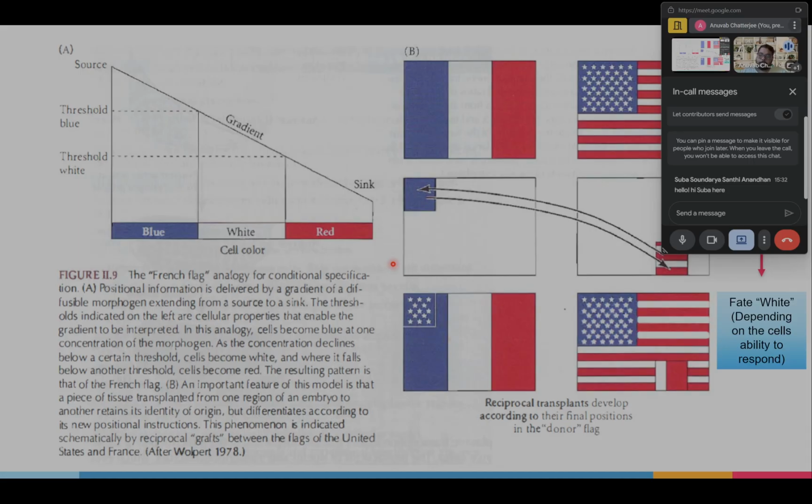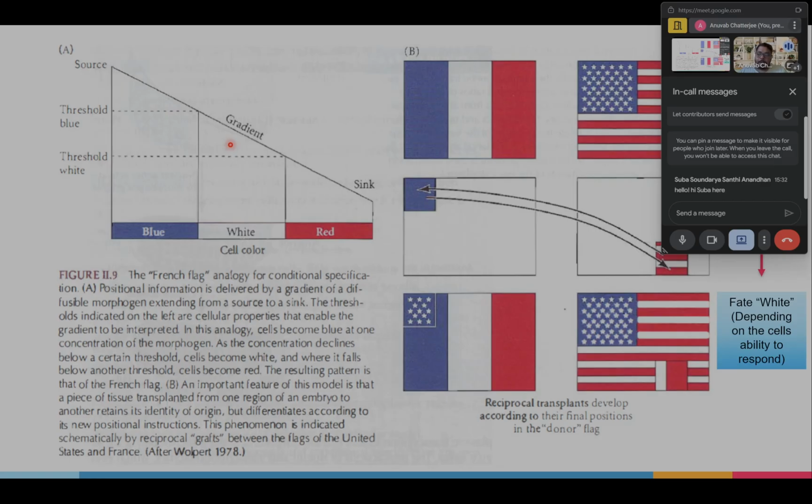So it was very well explained by Wolpert, and we are going to discuss the model that he proposed, which is known as the French flag model. So I would like you to look just here. So imagine there being a source of the morphogen on the left end of this tissue, and since the source is here, the concentration is highest here, and then it drops down along the straight line all the way to here where it is the lowest.